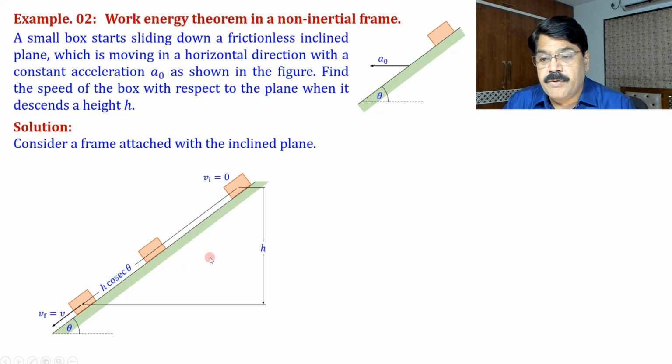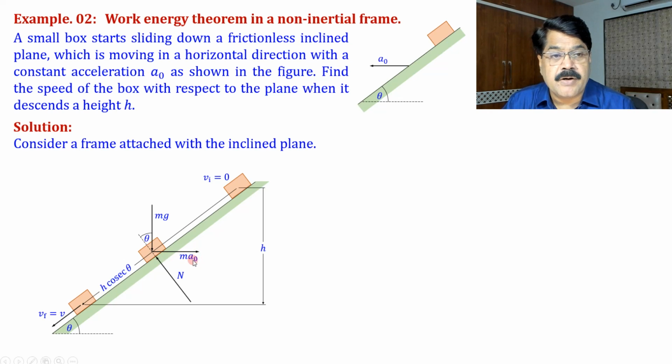Forces acting on it are its weight mg, which will make an angle theta with the normal to the inclined plane, and the normal reaction. Again, pseudo force ma naught, as we have discussed, is the product of mass of the body and reverse acceleration of the non-inertial frame. The acceleration of the frame is towards left, so the pseudo force will be towards right, and its value will be ma naught. Now what we do, we resolve the forces into their components along the displacement h cosec theta and perpendicular to the displacement. So let us resolve mg and ma naught both.